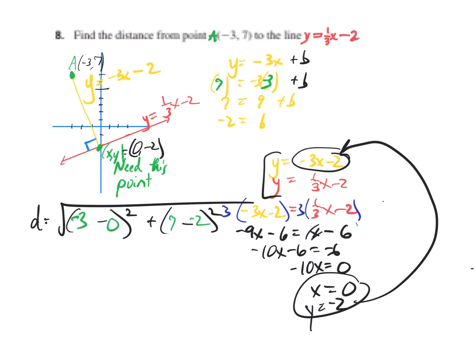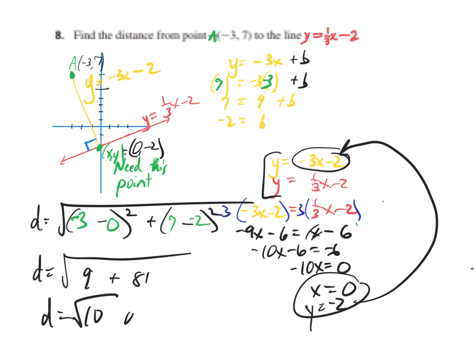So, negative 3 minus 0, the x's, 7 minus negative 2, the y's. So negative 3 minus 0 is negative 3. Negative 3 squared is 9. 7 minus a negative 2 is 9. 9 squared is 81. 9 plus 81 is 90. So the distance is equal to the square root of 90, or 3 root 10.